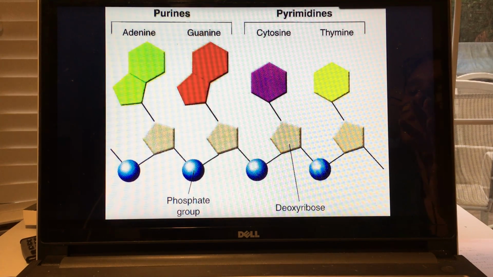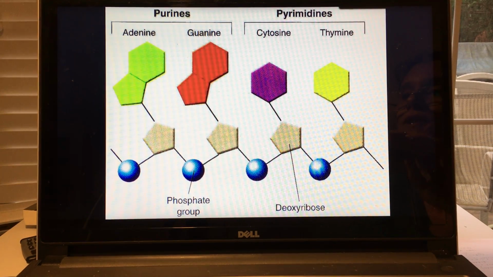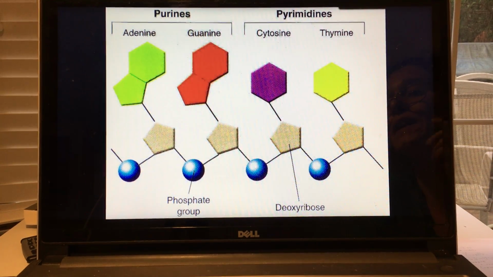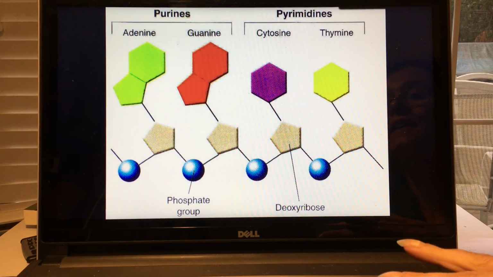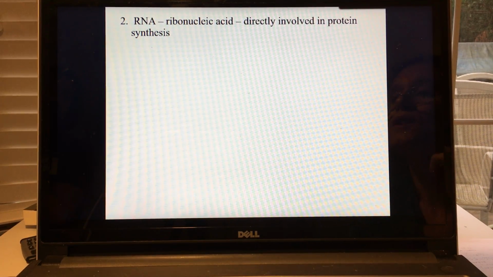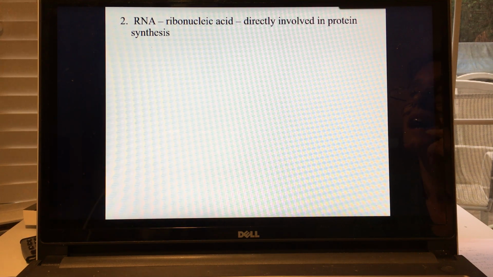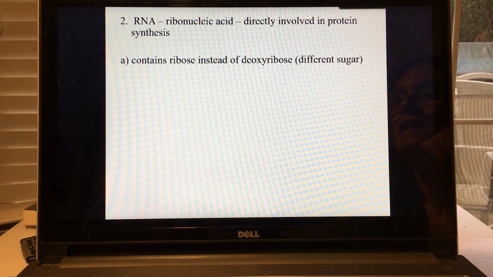You are not responsible this year for knowing the difference between a purine and a pyrimidine, but in AP biology you will be, or in college biology you will be. So adenine and guanine are purines, and cytosine and thymine are pyrimidines, but you will not be tested or quizzed on that this year. So RNA, which is referred to as ribonucleic acid, is directly involved in protein synthesis.